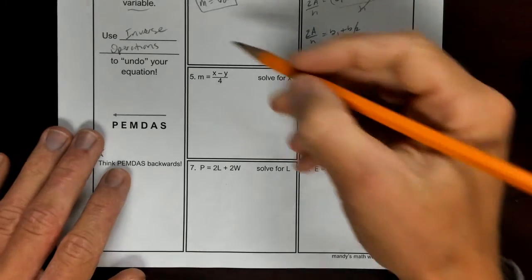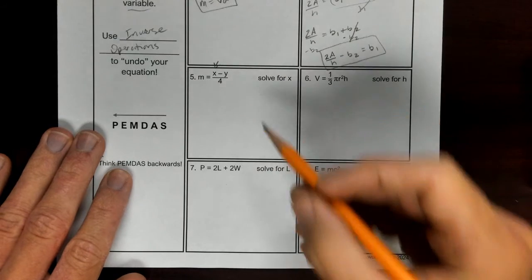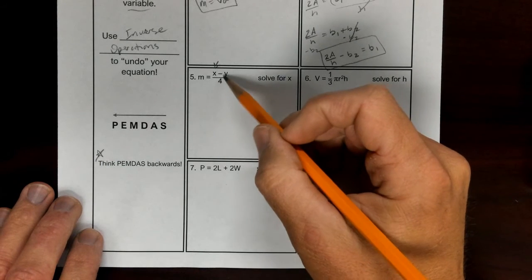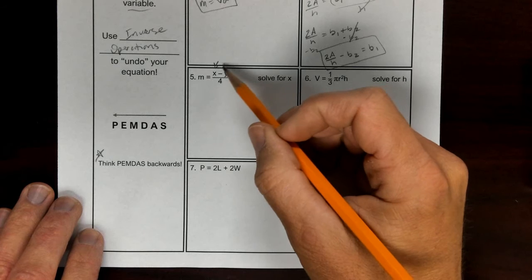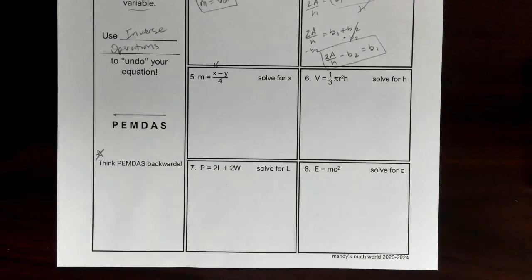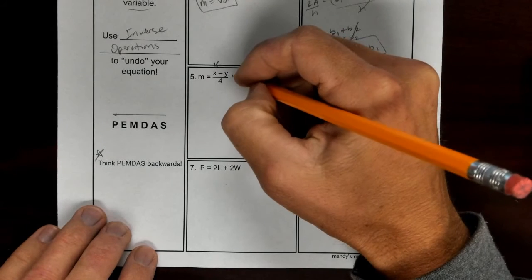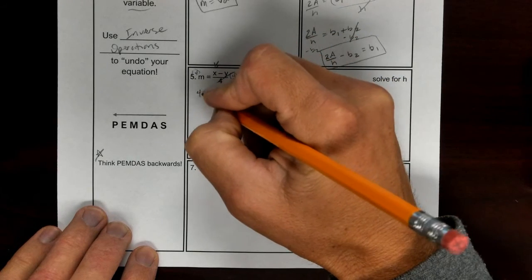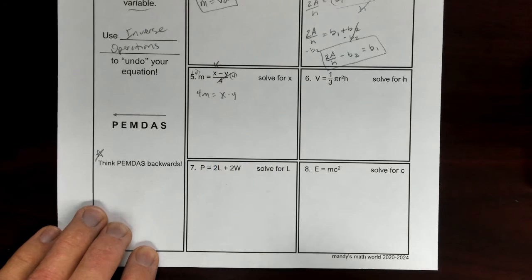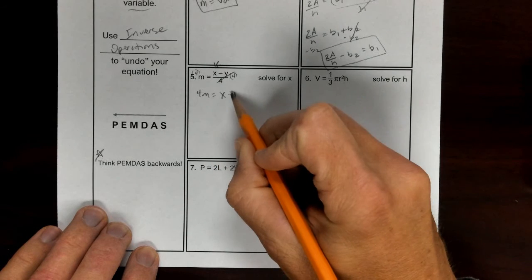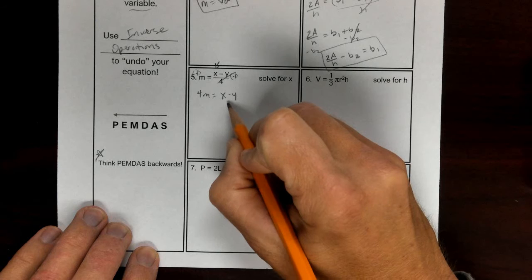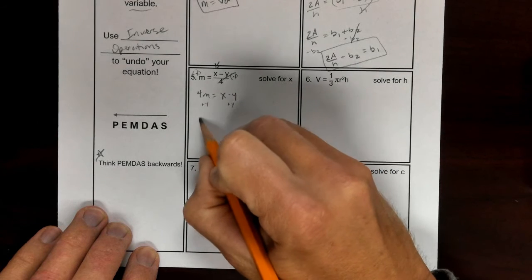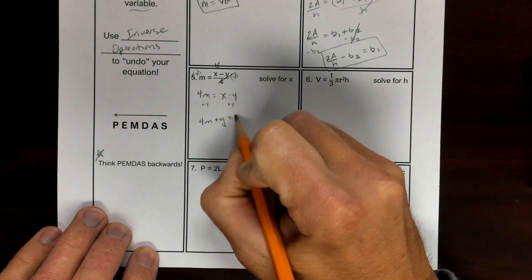Number 5, we're solving for x. So the first thing I need to do is get rid of this divided by 4. Okay, again, I cannot touch this minus y until I get rid of the divided by 4. All of it's divided by 4. So the way I get rid of a divided by 4 is to multiply by 4 on both sides. Those cancel out. You got 4m equals x minus y. We're solving for x, so we need to get rid of the minus y. Opposite of minus y is to add y to both sides. 4m plus y equals x.